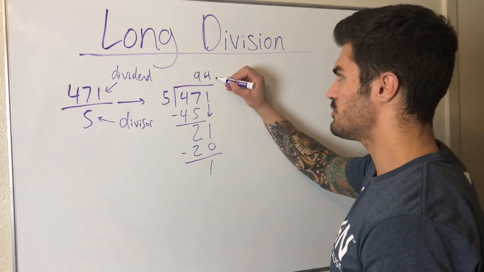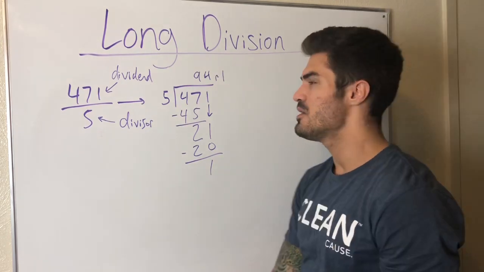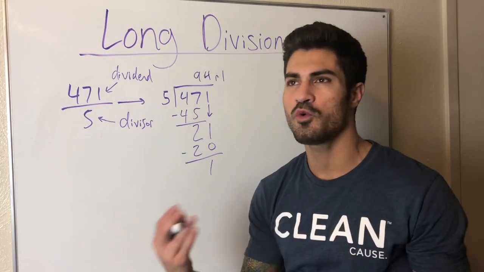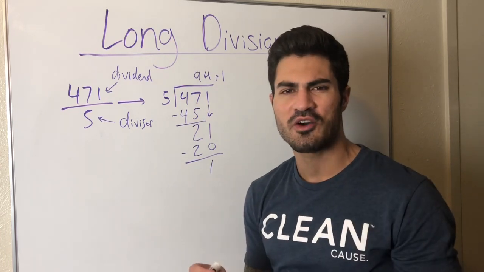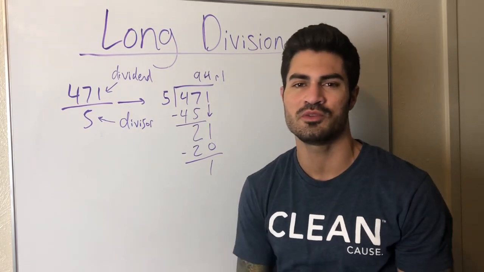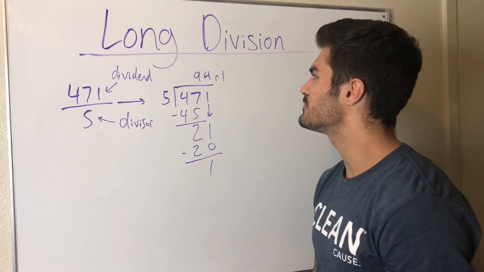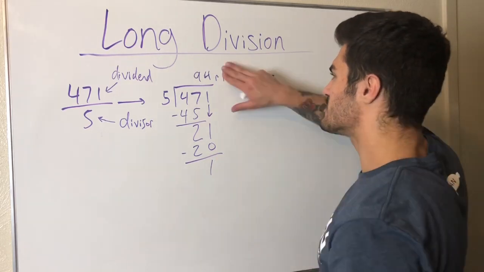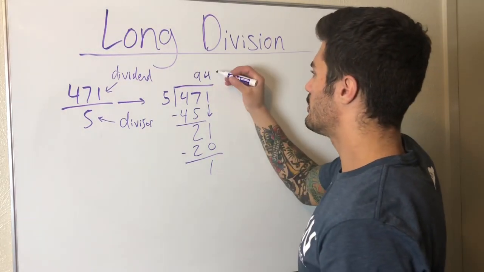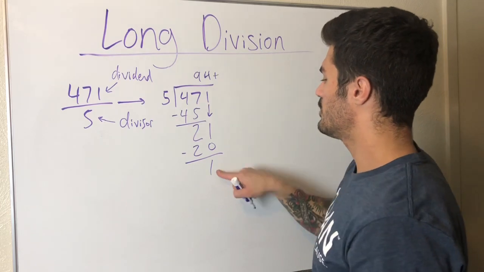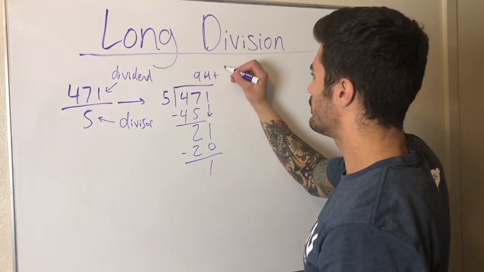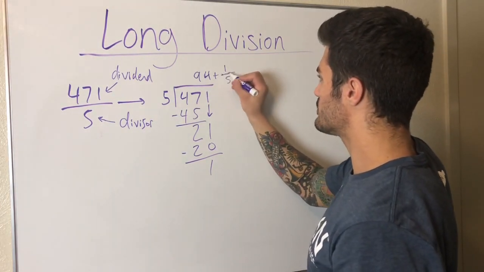So a lot of times you'll see remainder of 1. But how can we quantify this? Because 94 remainder of 1, that's not an actual value, right? We don't know what that remainder really means. So if we want to quantify it, we always can write this as 94 plus the remainder over the divisor. So this is plus 1/5.